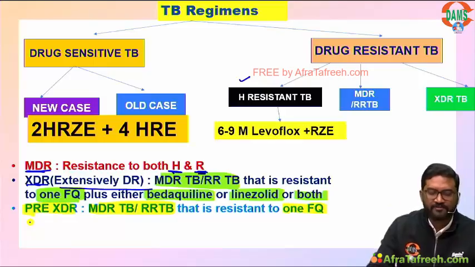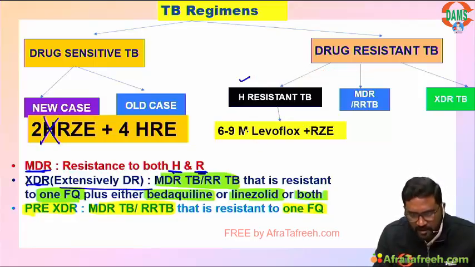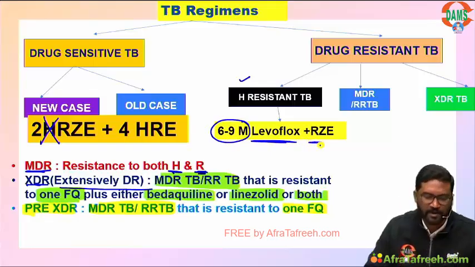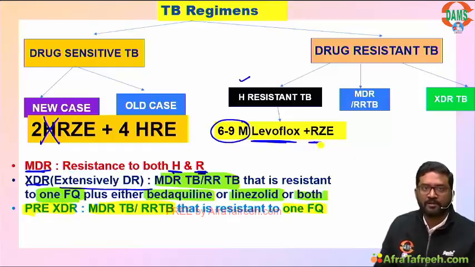Now see the difference here. In H resistant TB, because H is not working, you remove H. And for 6 to 9 months, we give levofloxacin, rifampicin, pyrazinamide, ethambutol. Levofloxacin, ethambutol, pyrazinamide, rifampicin. So this is the primary treatment.